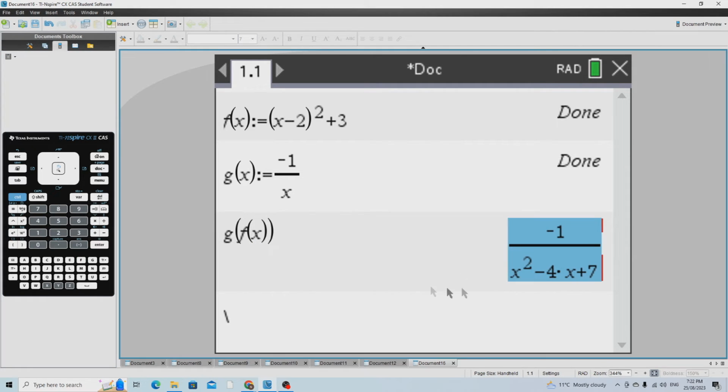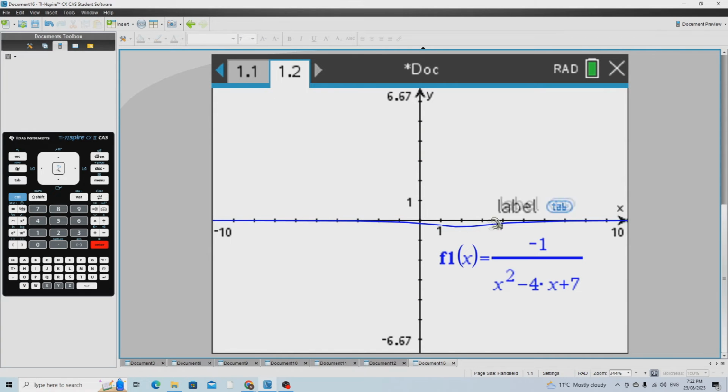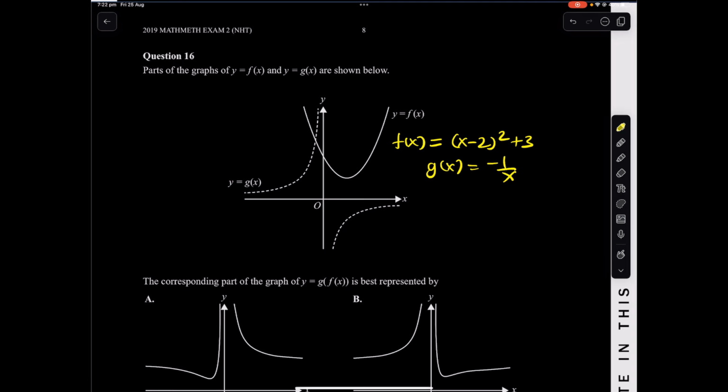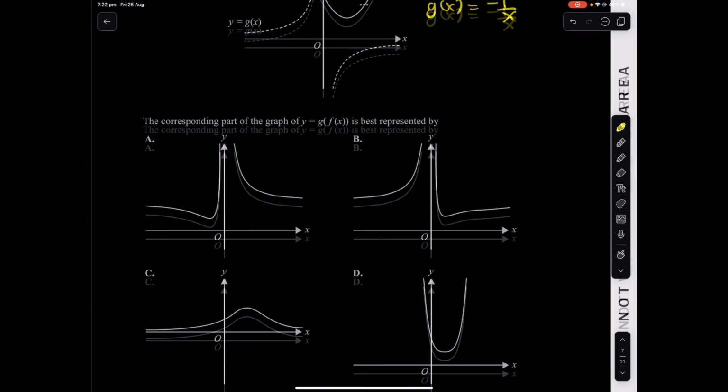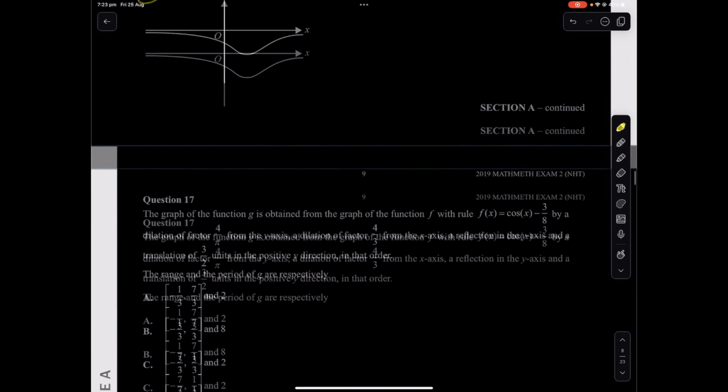So we get this, and let's copy this, go over here and paste it. What graph does this look like? Okay, it looks like this. It's not A or B or C or D. It looks like E is your answer for that one. Looks similar to E. Perfect.